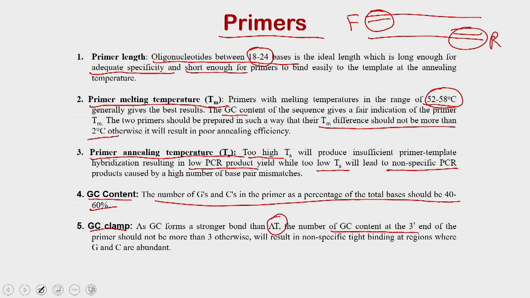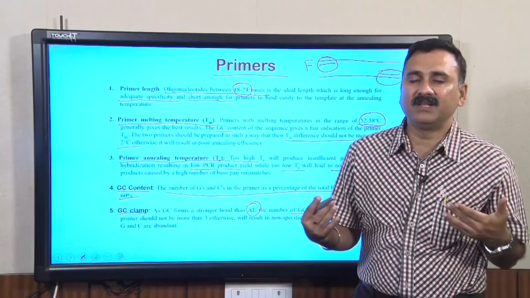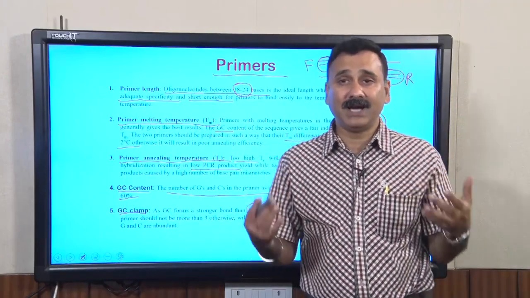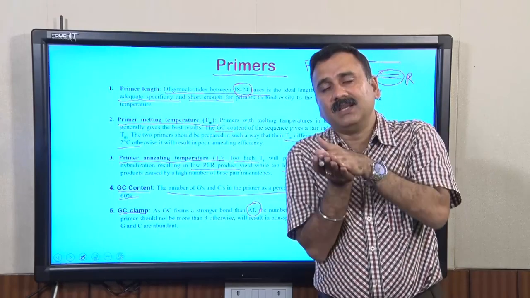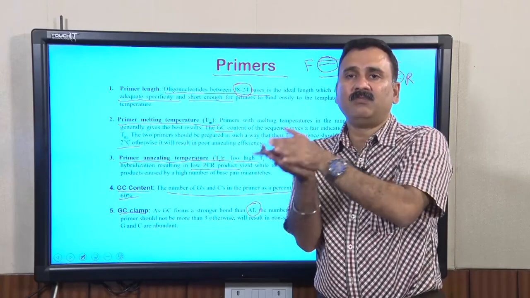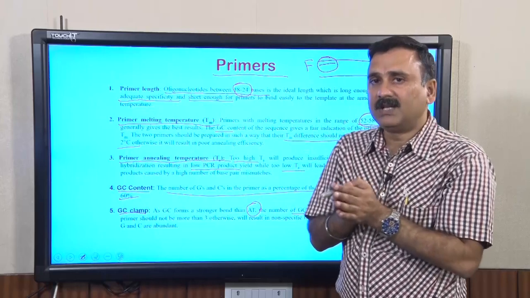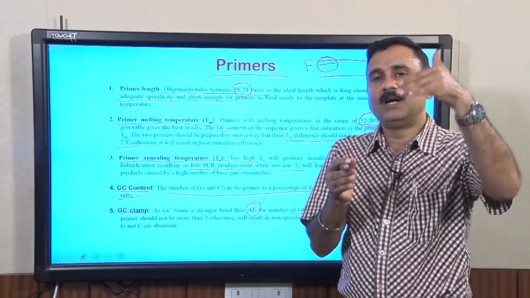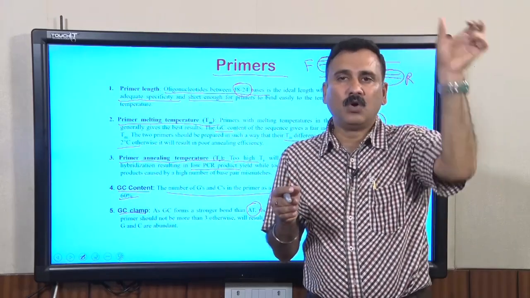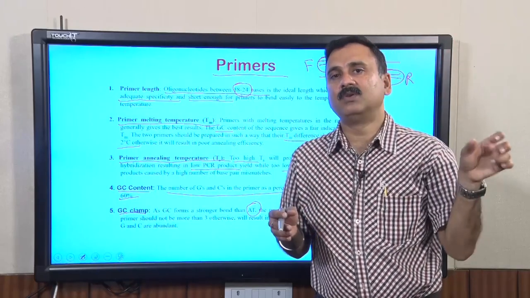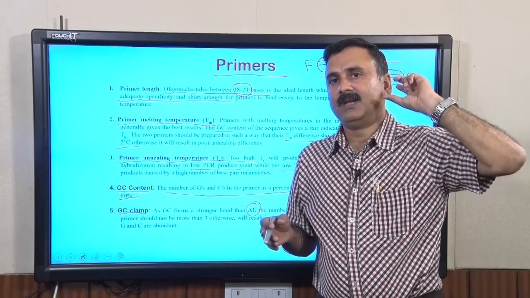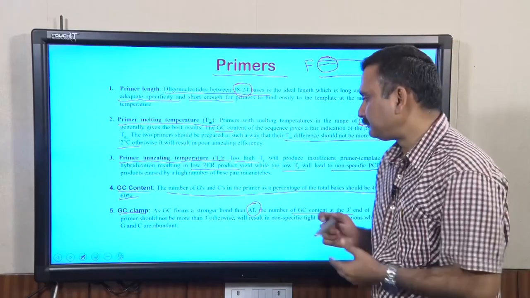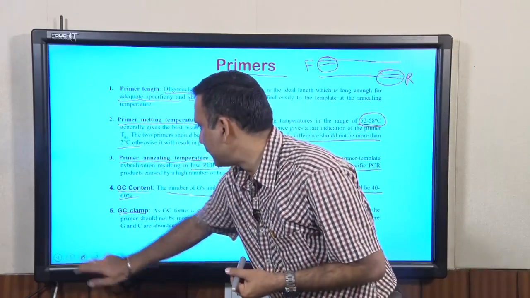take the AT sequences. So you know that the GC is forming 3 hydrogen bonds. The hydrogen bonding between a G and C is 3, compared to the hydrogen bonding between A and T, which is 2. So that is why it is advisable that you take a GC clamp at the end of the primer, so that once it attaches to the template, that binding should be very, very firm.